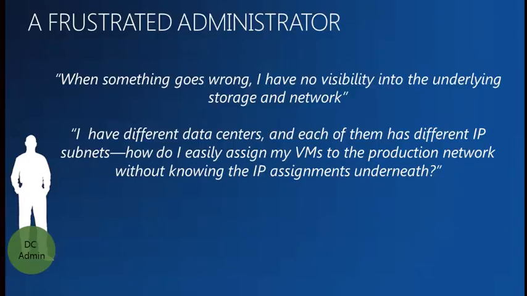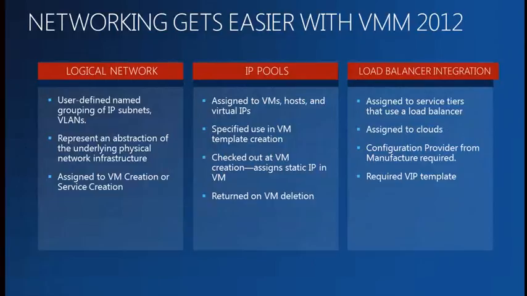I have different data centers, and each of them has different subnets and different VLANs. How can I simply deploy a VM to my production environment without knowing the underlying network configuration? As a user, think from a cloud user perspective, I just want this virtual machine to be deployed in a production environment. I don't care if it has a 10.x IP address or a 192.x IP address. All I want is that this virtual machine should be deployed in a production environment. VMM makes it easier. So networking gets easier with VMM.